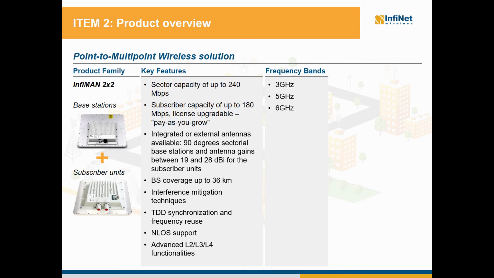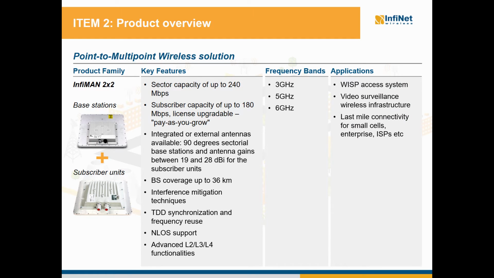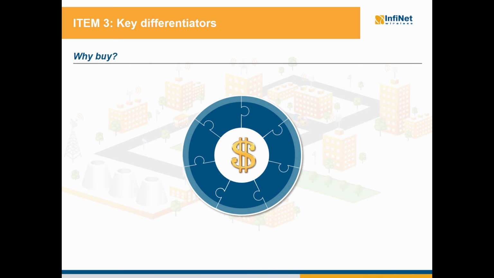A vast frequency range is available, and various applications are supported using the InfiMAN 2x2 product family. You can implement WISP access systems with video surveillance infrastructures, last mile connectivity for small cells, ISPs, enterprise, and so on. Let's now highlight step by step the benefits of using the Infinet units.